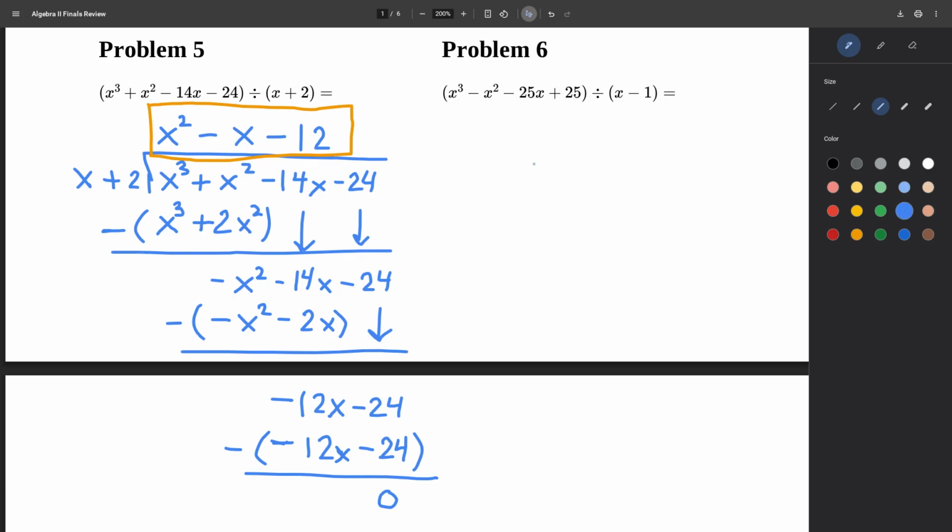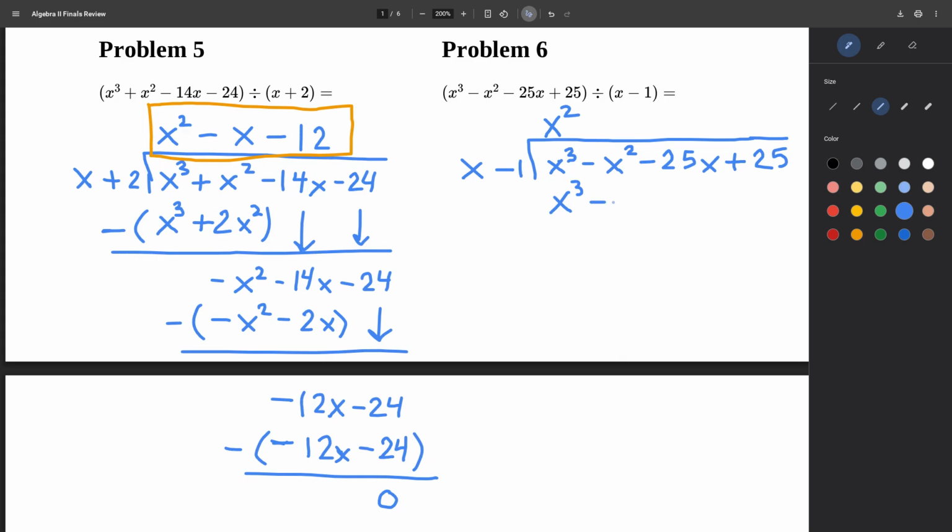All right, let's try problem 6. We got x cubed minus x squared minus 25x plus 25, and we're dividing by x minus 1. So we've got to think, what do I multiply x by to get x cubed? Well, as in the previous problem, if we multiply it by x squared, we get x cubed. So x squared times x is x cubed. x squared times negative 1 is minus x squared.